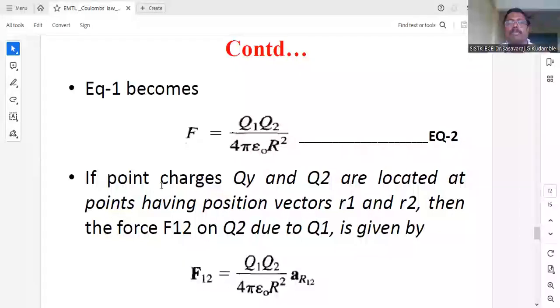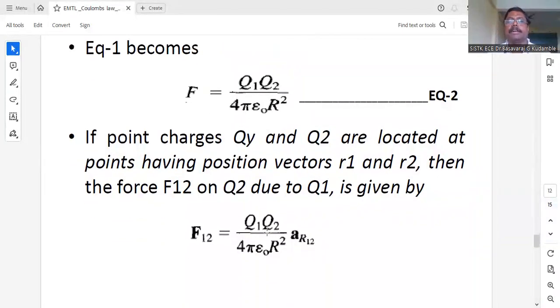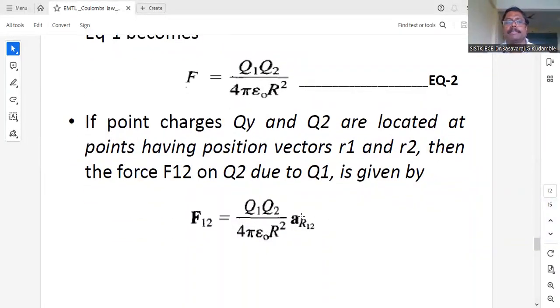Here, if the point charges Q1 and Q2 are located at points having position vectors R1 and R2, then the force F12 on Q2 due to Q1 is given by, see here, force is a vector quantity. It has both magnitude and direction. At first we discussed only magnitude. We have to add the direction also, because force is a vector.